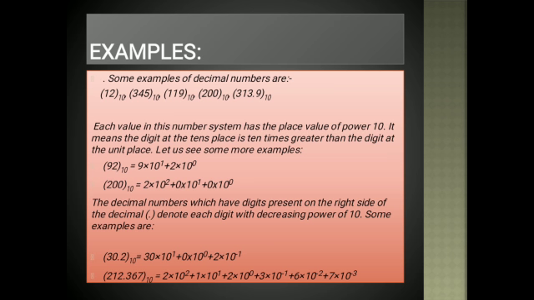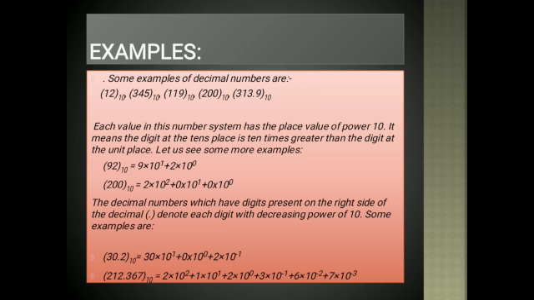More examples. Some examples are 12 base 10, 345 base 10, and so on. Each digit in this number has a place value that is a power of 10. Yes, it means that the digit at the tens place is 10 times more significant, as we discussed earlier. Let's see some more examples. It is also called a positional number system, having different positions, such as 92 base 10. First example, 2 base 10. Second example, 200 base 10. In the first example, 2 is at the units place, and in the second, 2 is at the hundreds place. So 2 is different at both places, having different values and weightage.